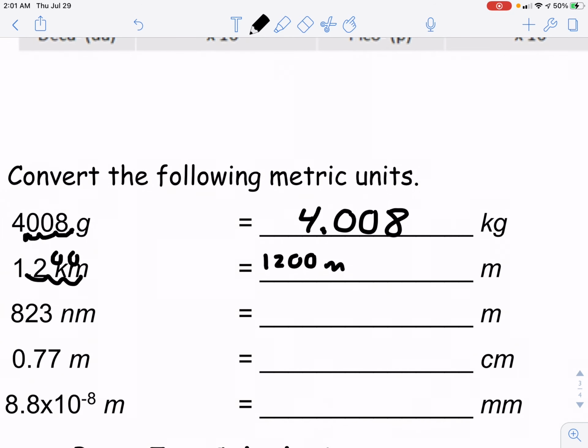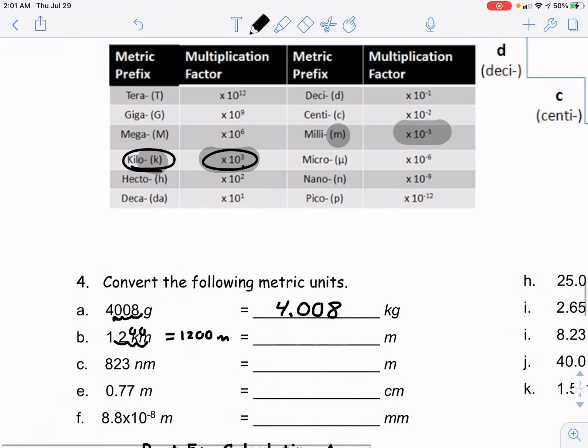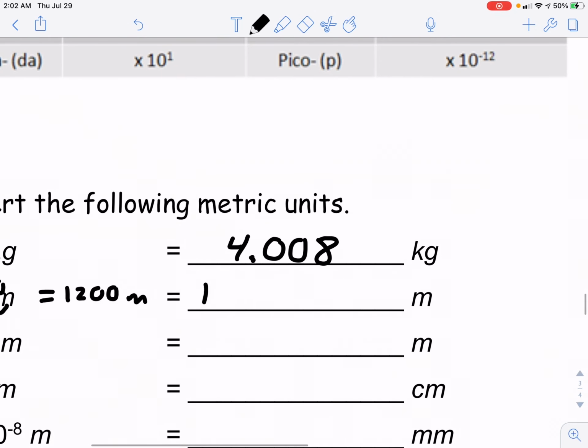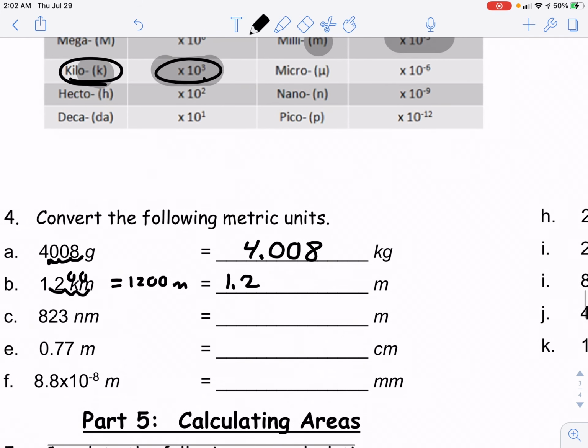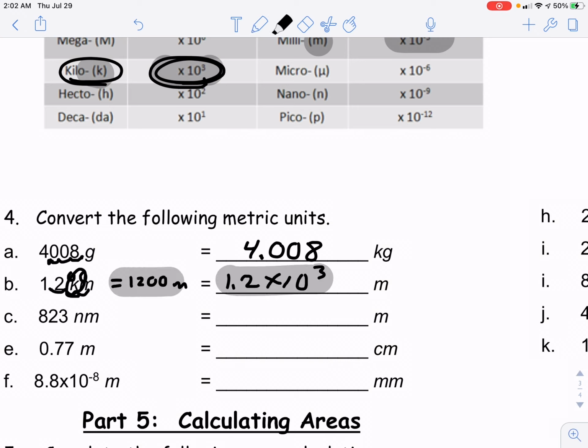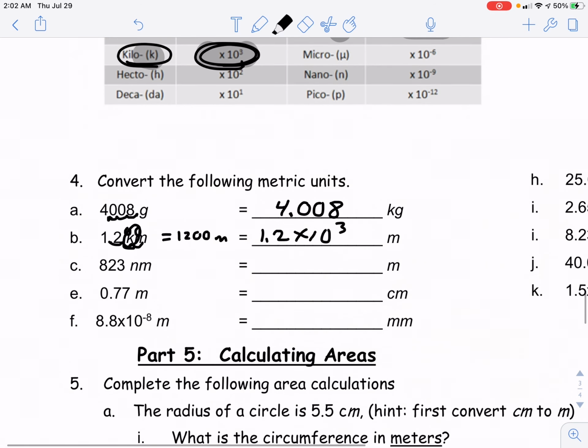Or another way we could do this, I could use the metric multiplication factor and just simply put 1.2, replace kilo with its numerical factor, which is times 10 to the 3. And this is equivalent to this. So you have two ways. When you start with a metric prefix, you have two ways of converting that. Okay. Letter C.